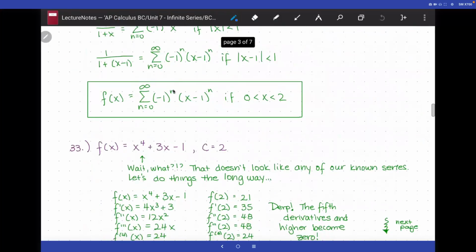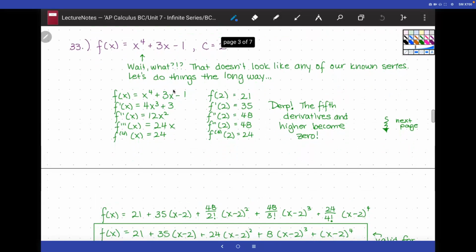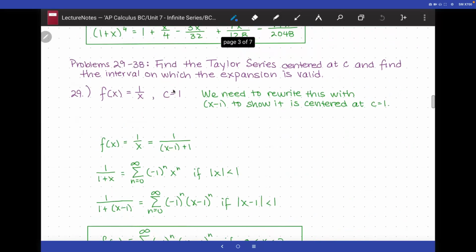33. There it is. Wait, what were the directions? Find the Taylor series centered at C. Find the interval on which the expansion is valid.